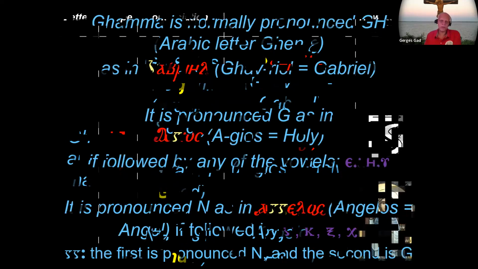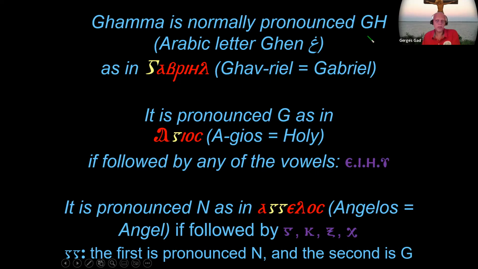So what are the rules for the ghamma? Normally, it's pronounced like a GH. That's the usual pronunciation of ghamma. If it's followed by any of the vowels, like E, yota, eta, or epsilon, then it's a G, like agios. Okay? And then, like I said, if there are 2 ghammas together, or actually if it's followed by any of these letters, so another ghamma or kappa or xi or ki, but the most common one is you see 2 ghammas together, then the first one is an N, and the second one is a G, like we have angelos. Okay, so this is the rule of the ghamma.